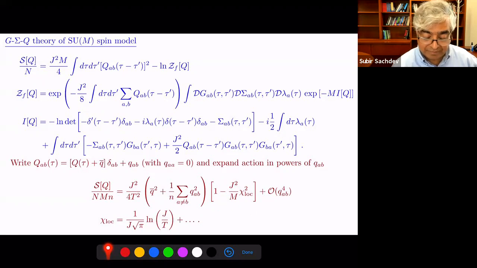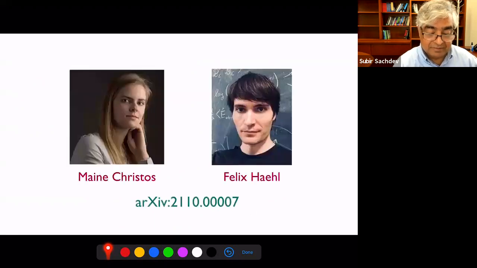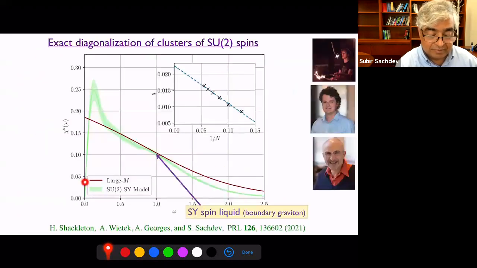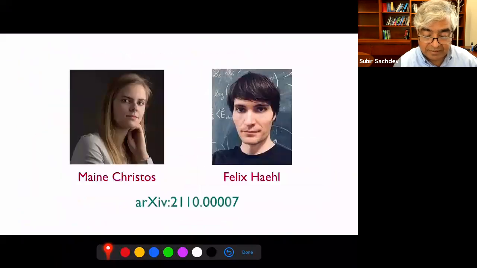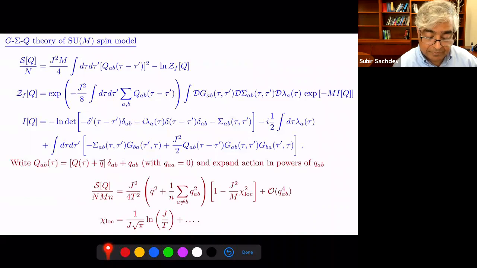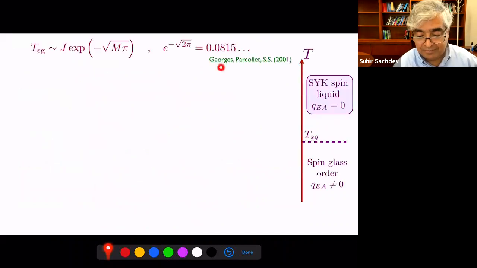This log divergence is just the Kramers-Kronig Laplace transform of this discontinuity in the red line here. It comes from that. So this thing eventually becomes negative at some temperature. And so there's always spin glass order at finite M. So this was something actually George Parcollet and I pointed out in 2001.